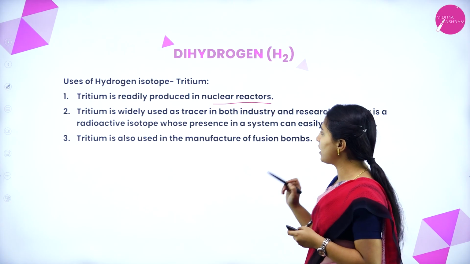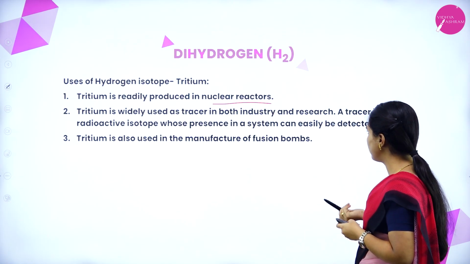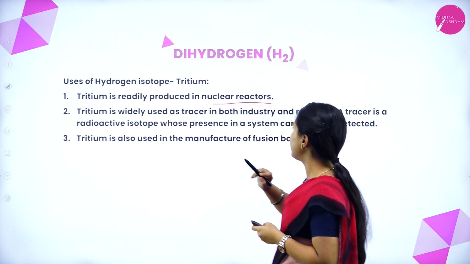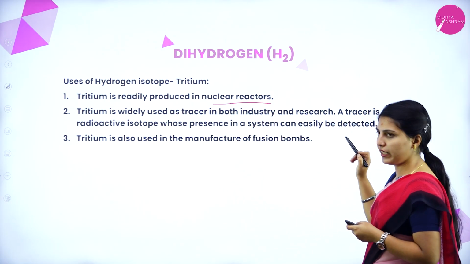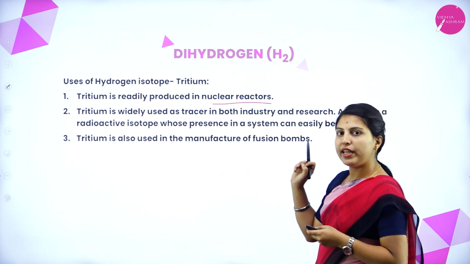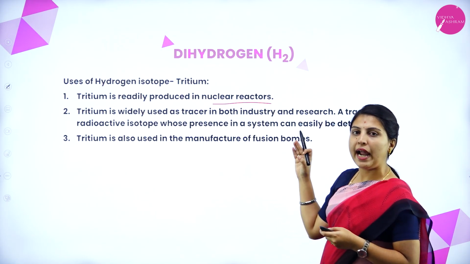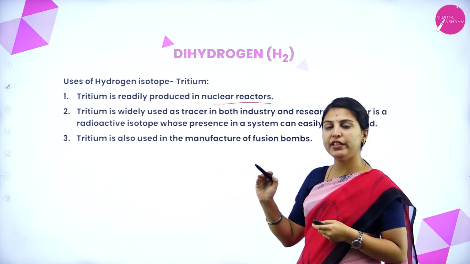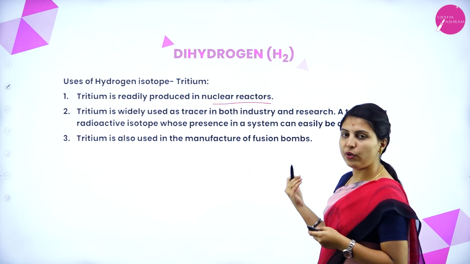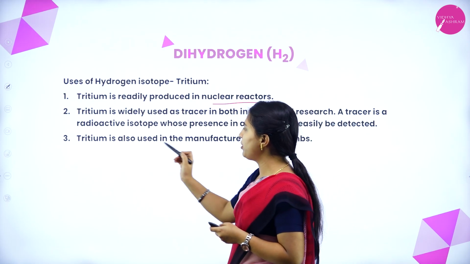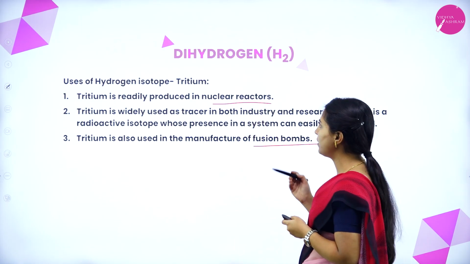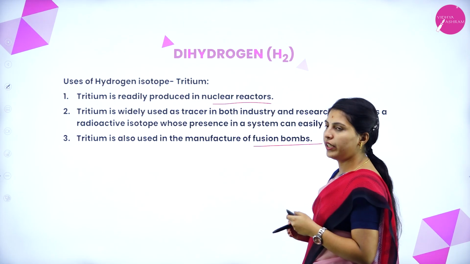Tritium is widely used as a tracer in both industry and research. A tracer is a radioactive isotope whose presence in a system can easily be detected. It is in very minute particles and is used as a tracer in research and industries to identify other elements which have radioactive properties. Tritium is also used in the manufacture of fusion bombs. Okay, these are the uses of tritium.